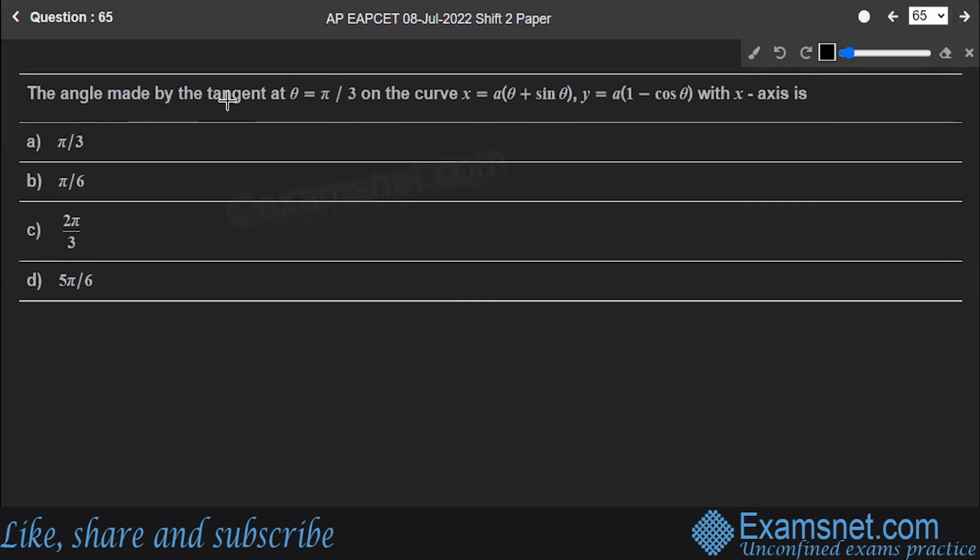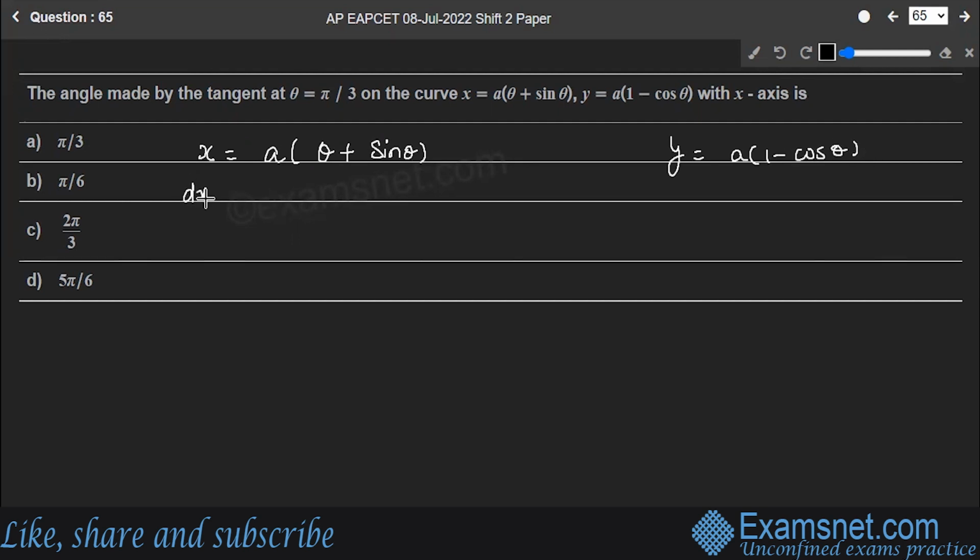It says the angle made by the tangent at theta equal to pi by 3 on the curve x = a(theta + sine theta), y = a(1 - cos theta), with the x-axis is equal to what? So you are given two things. x is equal to a(theta + sine theta). Second, y is equal to a(1 - cos theta).